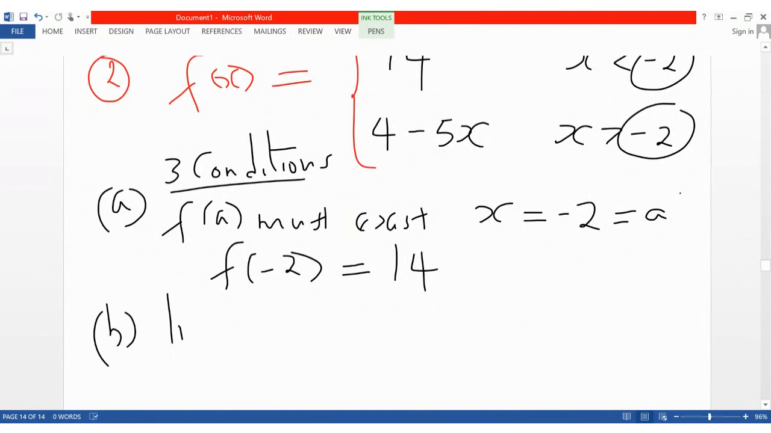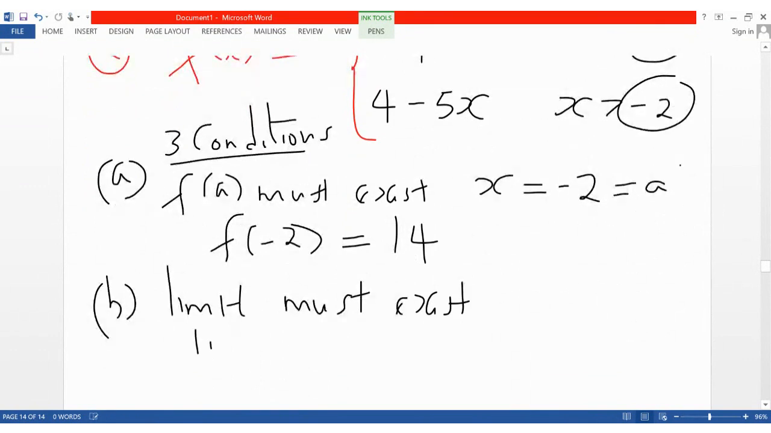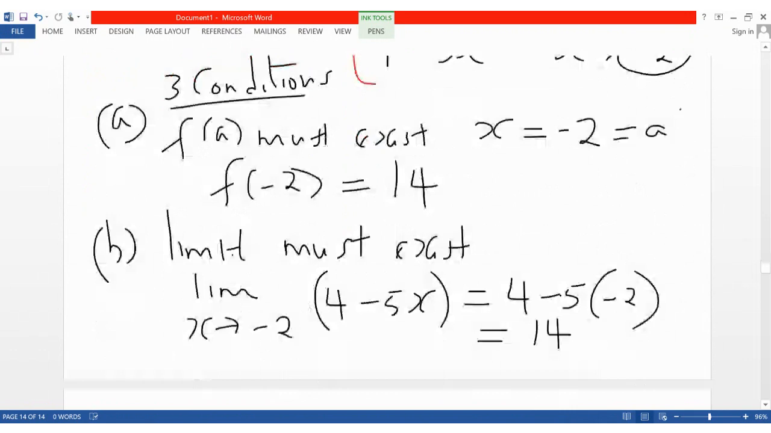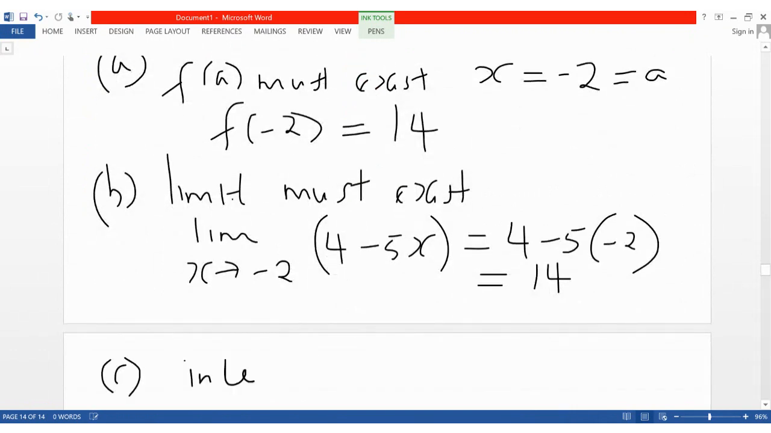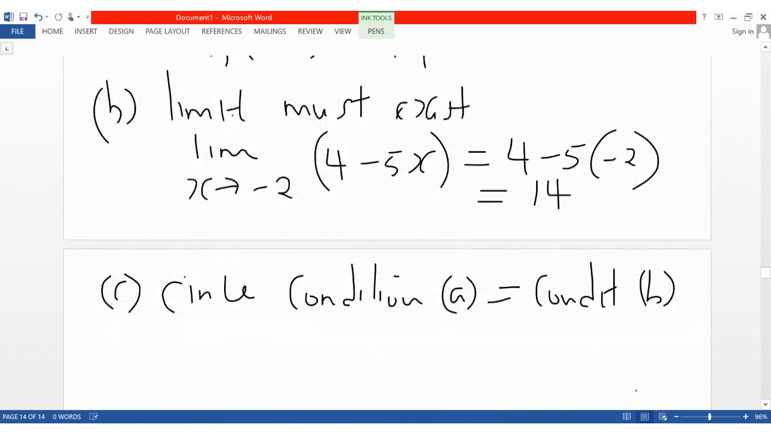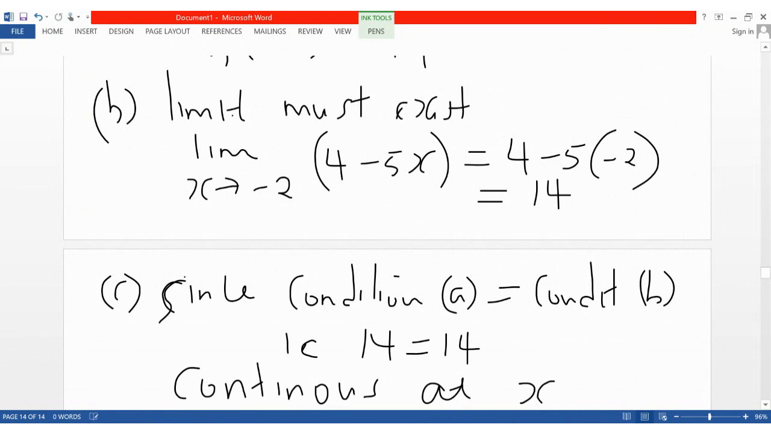The limit must exist. We shall now calculate the limit as x approaches negative 2 of 4 minus 5x. This one you'll get as 4 minus 5 times negative 2, which is 14. So since condition A and condition B are rhyming, number C, condition A is equal to condition B, i.e. 14 is equal to 14. Since 14 is equal to 14, the function is continuous. The function is continuous at x equals negative 2. So that is the conclusion.